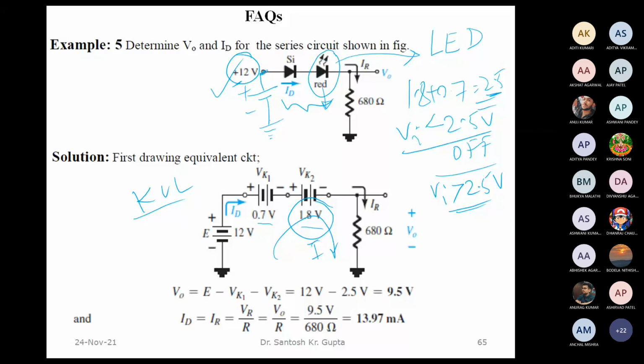So you can now do some more questions. I think you are ready now to work some more problems based on the diodes.